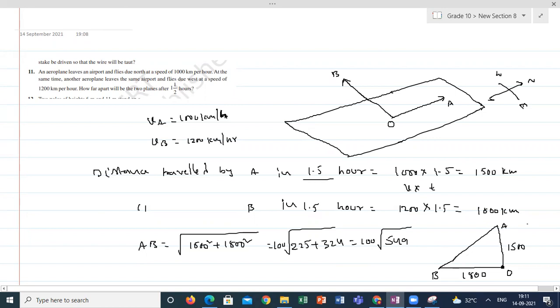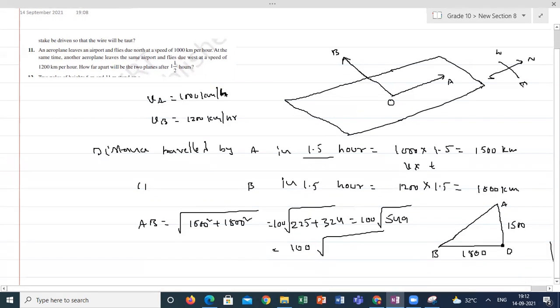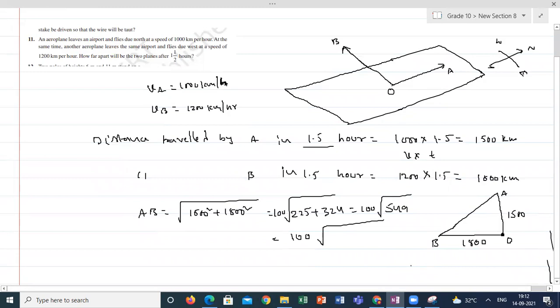Take the answer. Yes, sir. I check. Is the answer 100 root 549? They have given 300 root 61. Check, they are just minimizing the answer. What are the factors of 549? 9th table. Divided by 9, 61. So 9 into 61, this will be 100 into 3 into root 61. So the answer is 300 root 61 kilometers.